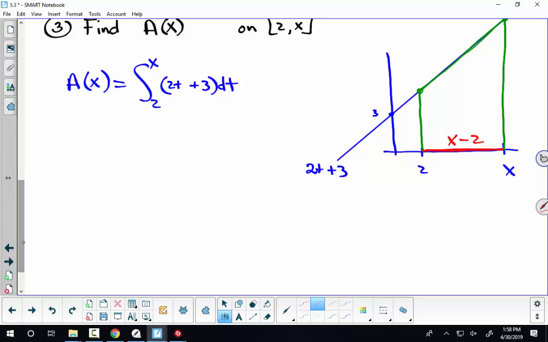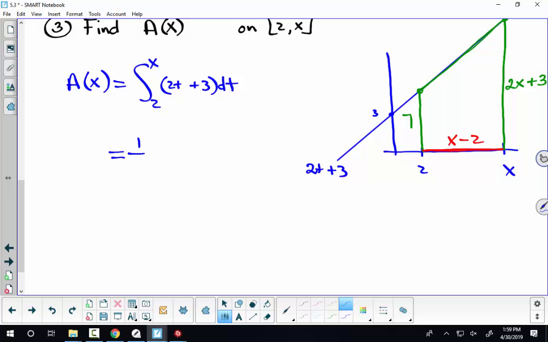This side length here is still 7 because that's just f of 2. What's the side length for the right side of that figure? 2x plus 3. Just plug the stopping value x into our line 2t plus 3. So that's just 2x plus 3. Everybody okay with that? So let's look at the area for that figure. It's going to be in terms of x because x is some unknown, but we can still construct the area for that.